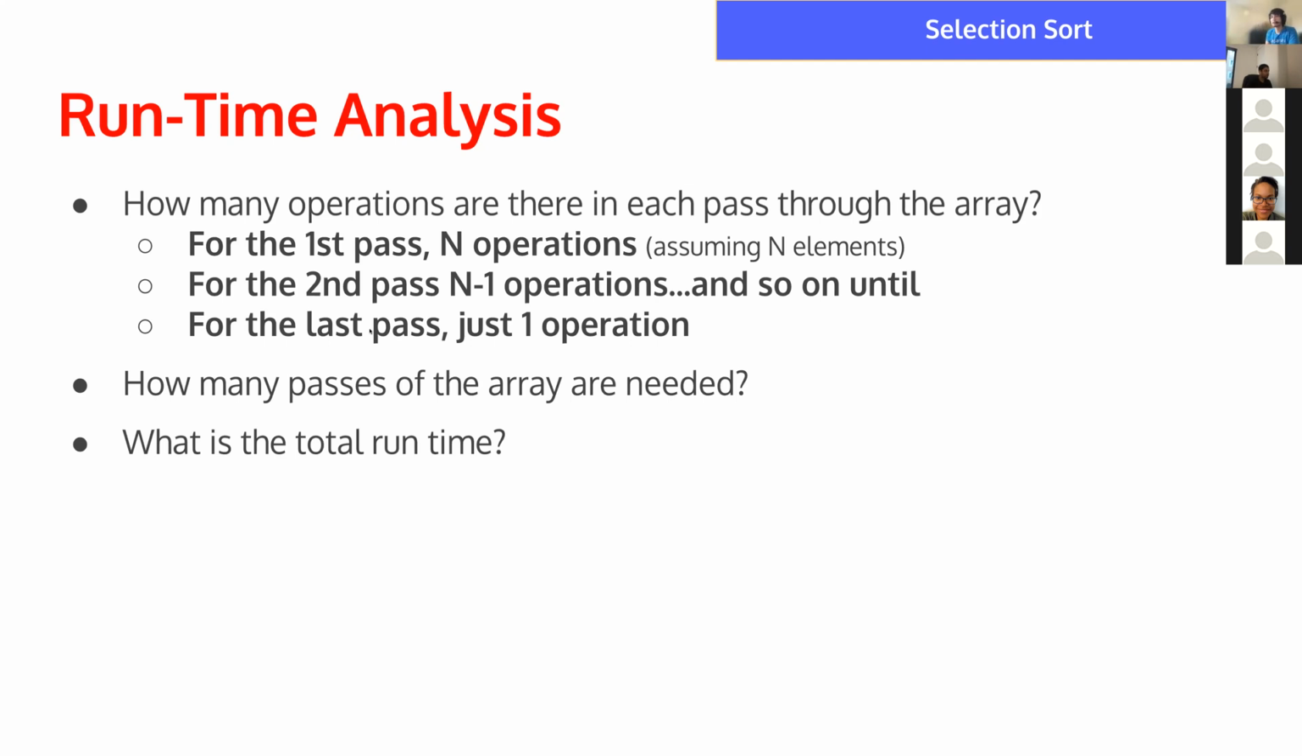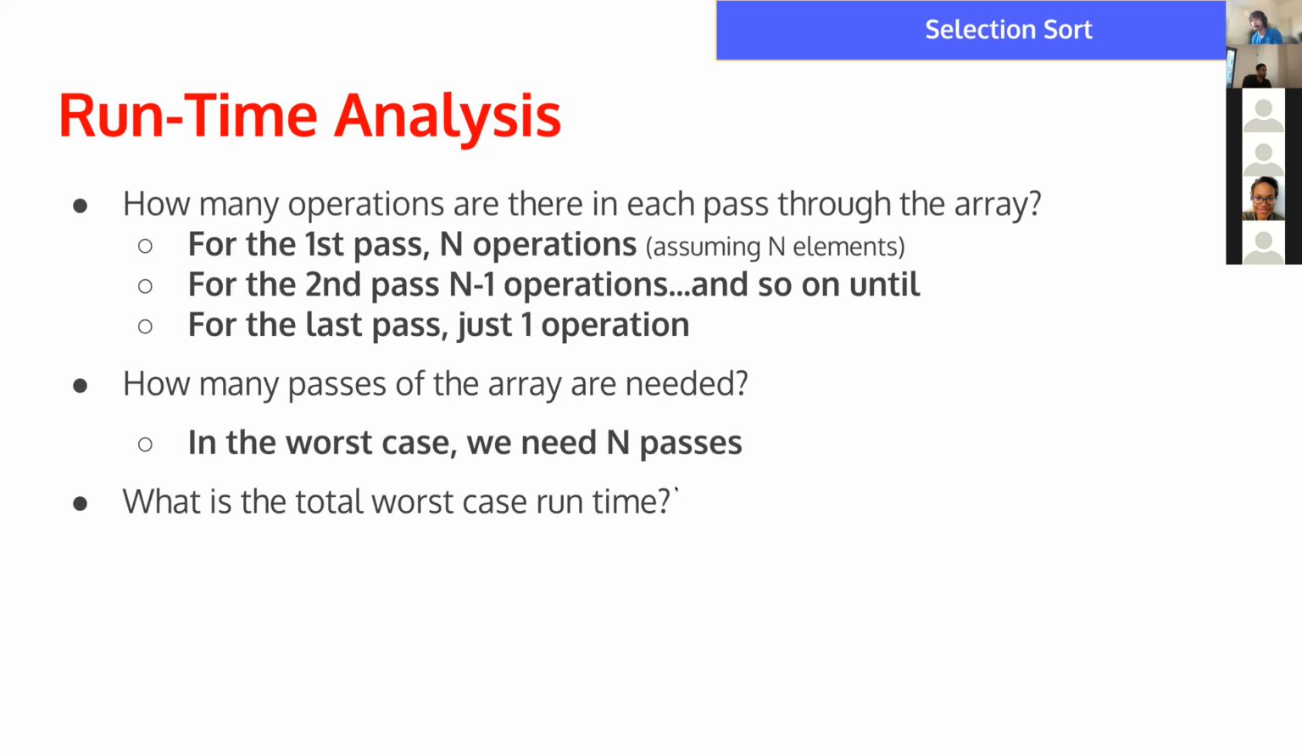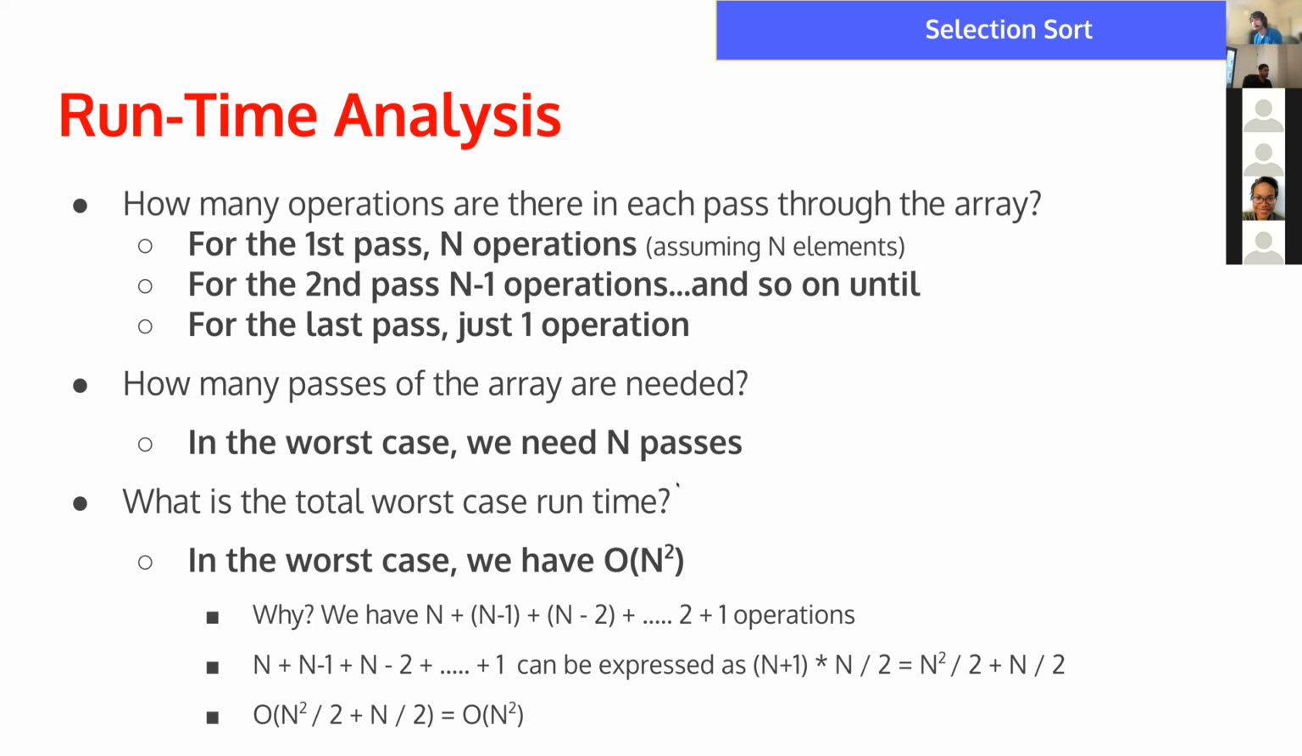Yeah, so as we said, for the first pass, there are n operations, then n minus 1 operations, and so on until 1 operation. And then in the worst case, we're going to need n passes. So we get something that turns out to be n squared. If you sum up n plus n minus 1 plus n minus 2 all the way up to 1, that's going to work out to O of n squared.